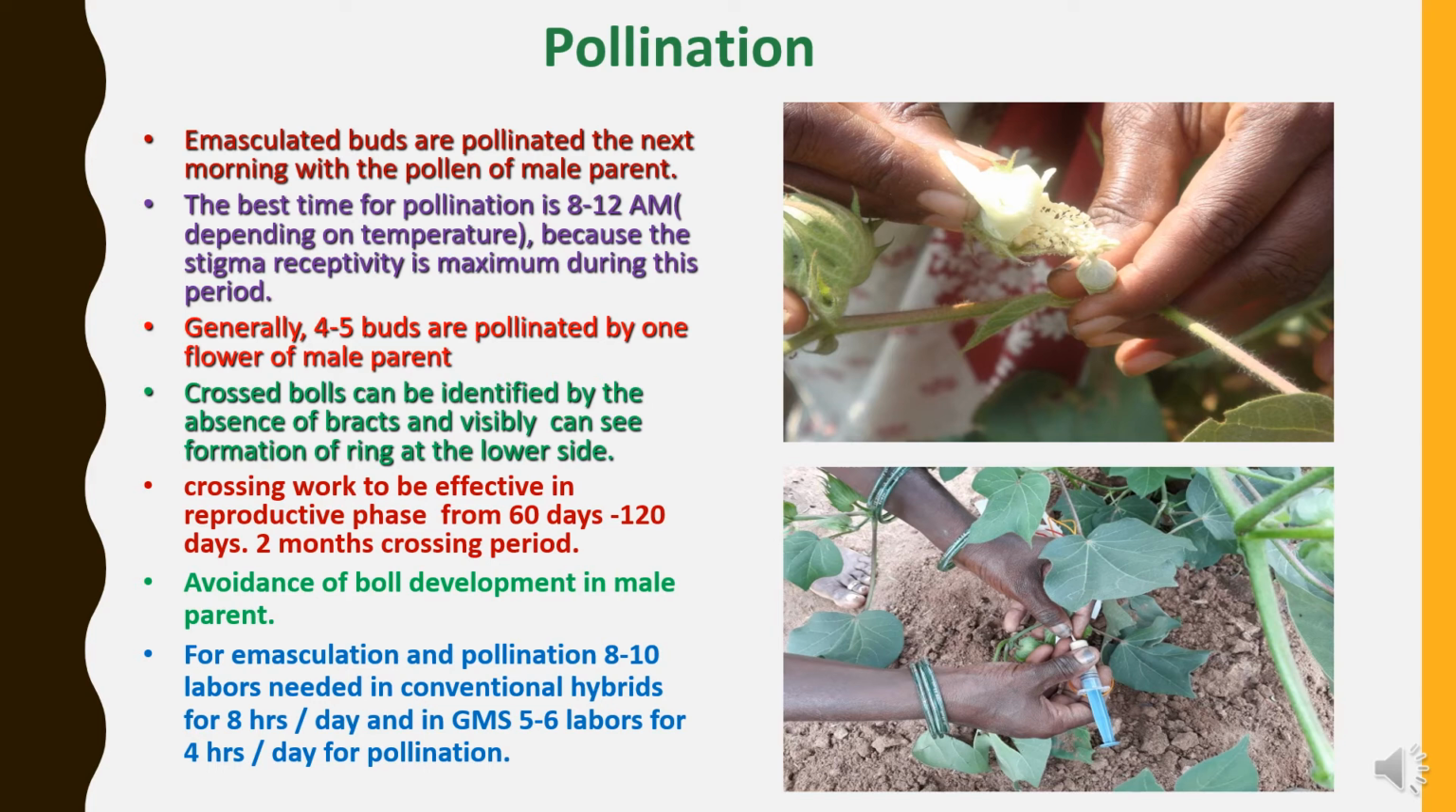For emasculation and pollination, 8 to 10 laborers are needed in conventional hybrid production for 8 hours per day, and in GMS hybrids 5 to 6 laborers are needed for 4 hours for pollination per day.